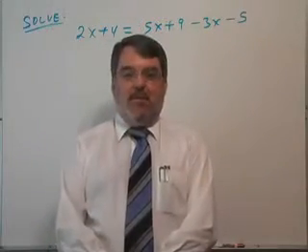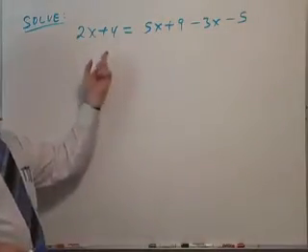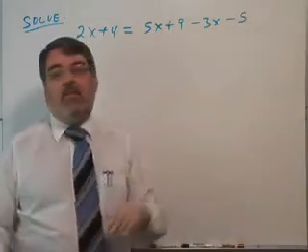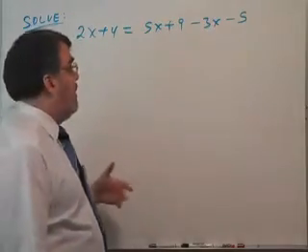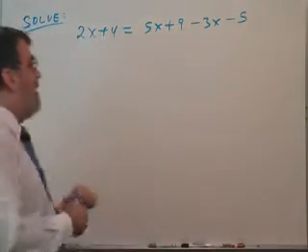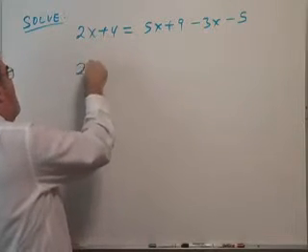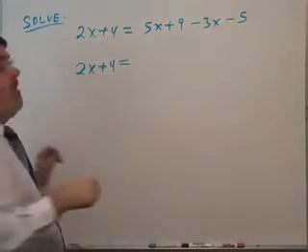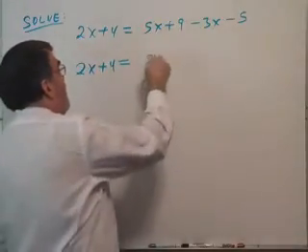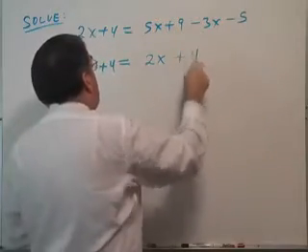Okay, one more equation to look at in this video. Solve 2x plus 4 equals 5x plus 9 minus 3x minus 5. And what's going to make this one different? Well, let's see what happens. We can't simplify the left side, but the right side we can simplify. So we can combine 5x and minus 3x. That gives us 2x. And 9 minus 5 is 4, plus 4.